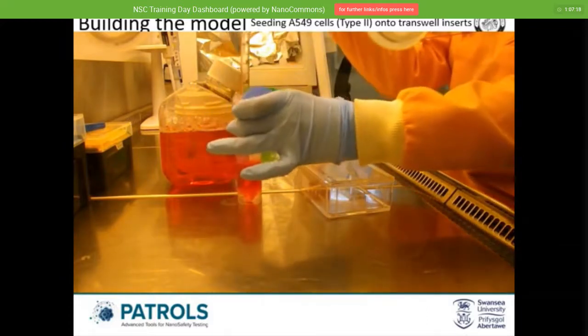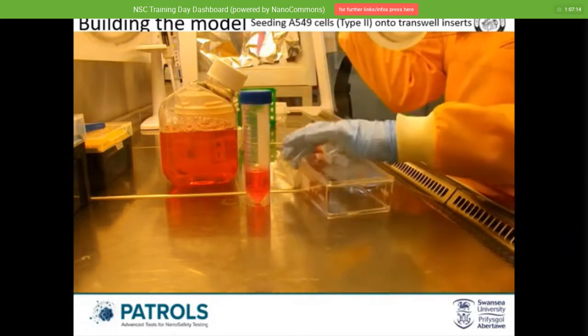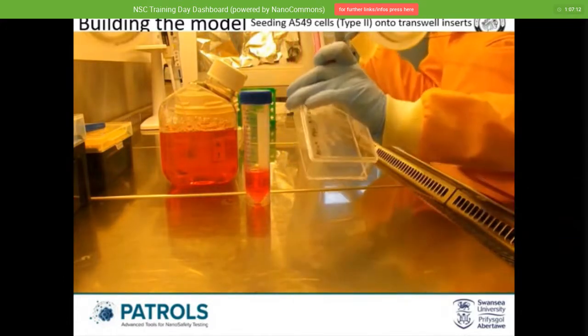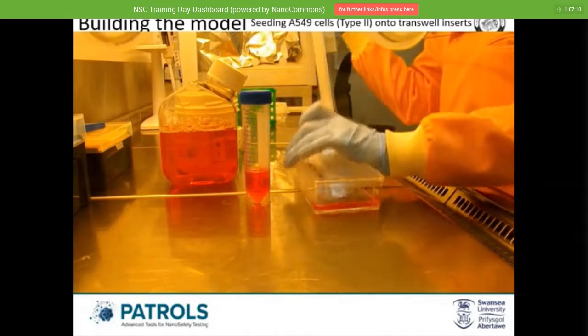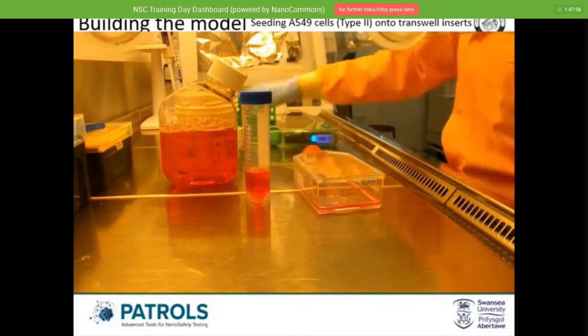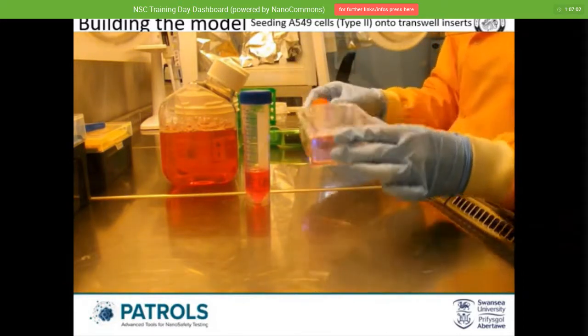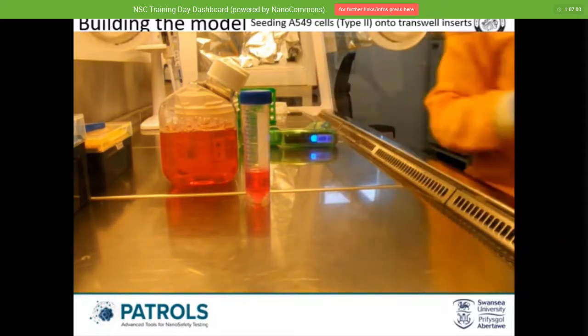We then take 5 mils of our trypsin, which again is lab specific, and there are other laboratories that use a smaller volume, and place it within our flask. This is then placed into the incubator and left to incubate for 5 minutes, taking a constant look at the cells to ensure that they've been trypsinized properly, and then taken back to the hood.